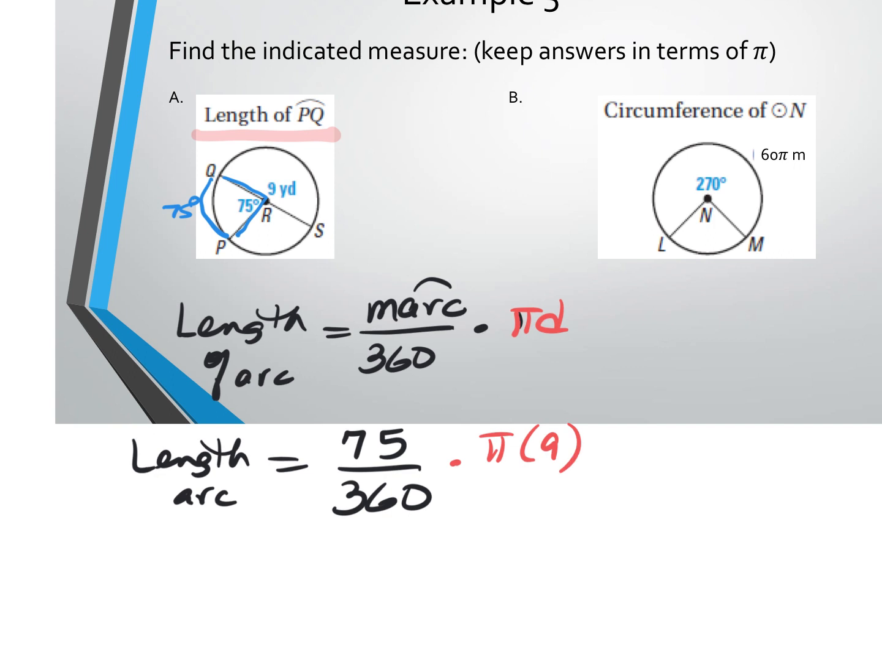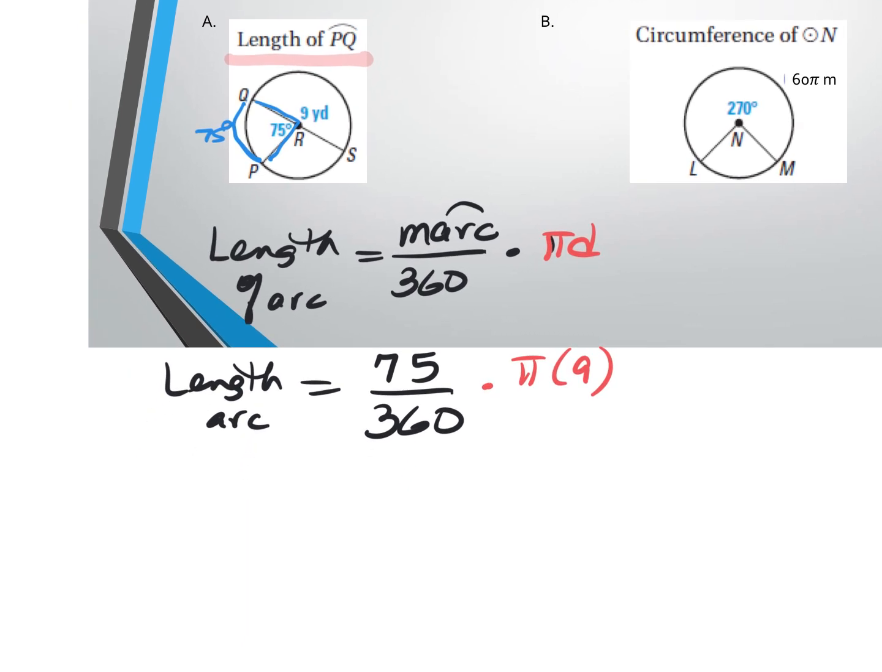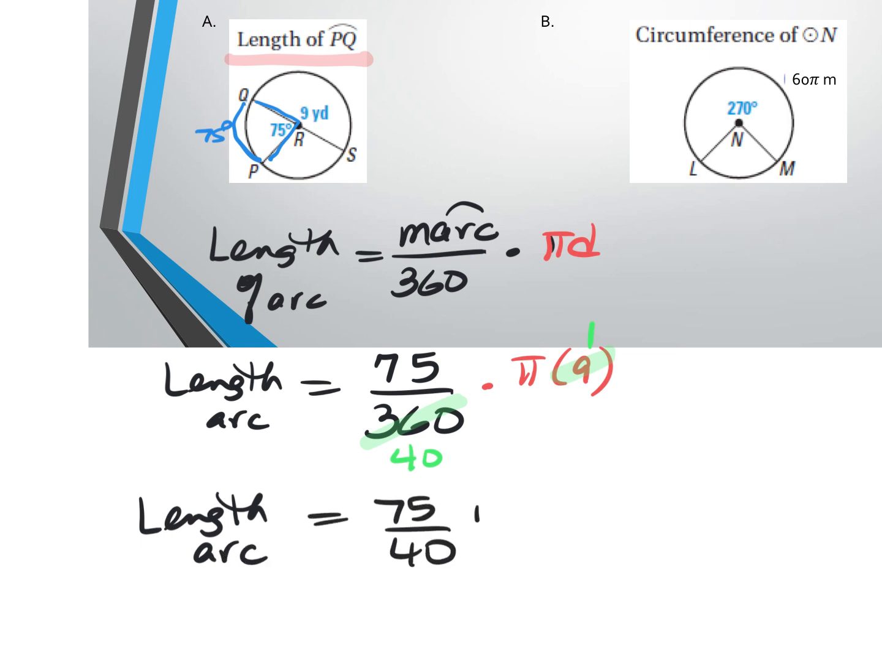Notice the instructions are keep your answer in terms of pi. Again, in the homework, it may say keep your answer exact, which is the same thing. So what I need to do here is simplify these fractions. The first thing I can do is simplify the 9 and the 360. I know that 9 divided by 9 is 1, and then 360 divided by 9 is 40. So now the length of the arc is equal to 75 over 40 times pi.